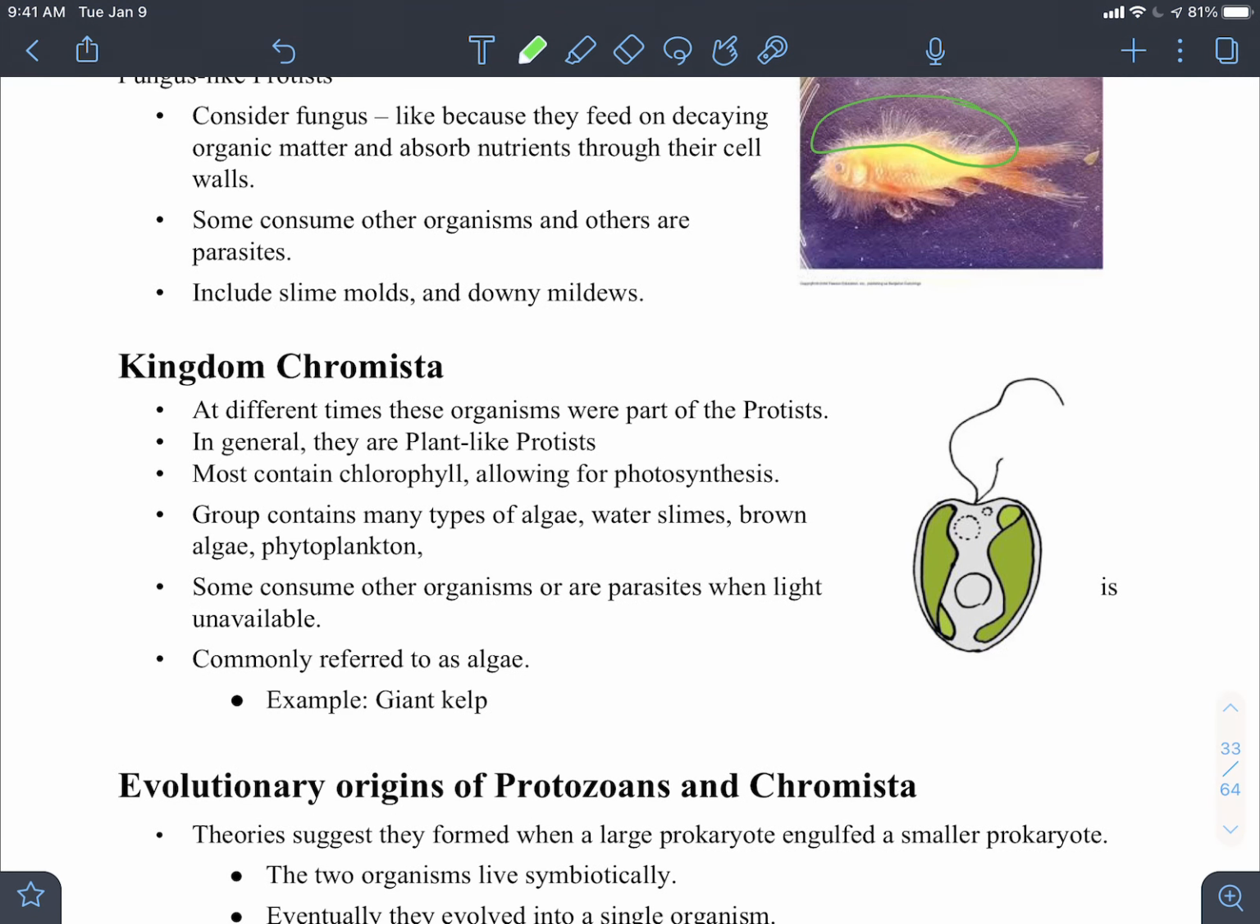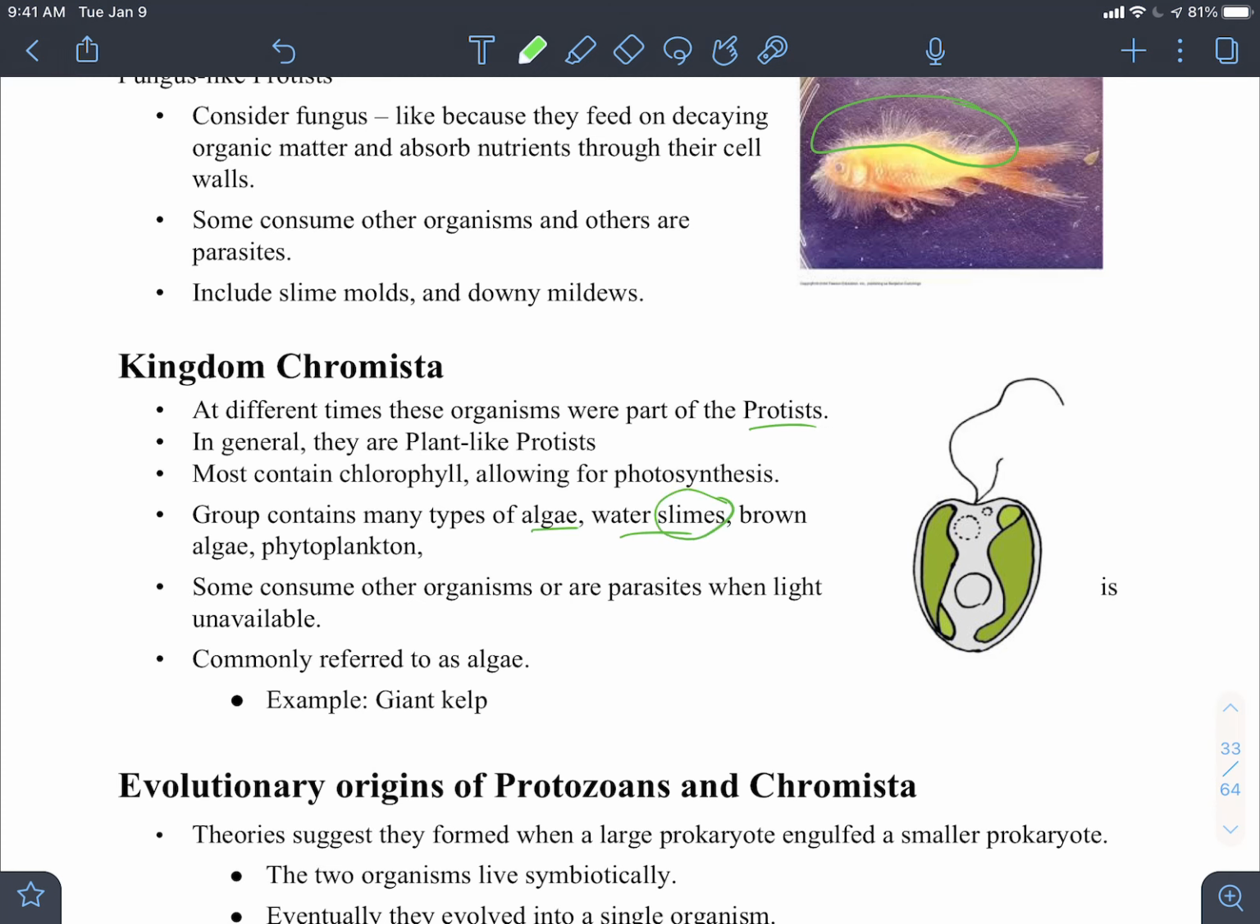Now here's Kingdom Chromista. This is a slightly different kingdom. It was originally part of the protists, as I mentioned before. They are like the plant-like protists. They contain some form of chlorophyll, which allows for photosynthesis. And this includes lots of different types of algae and water slimes, brown algae, phytoplankton.